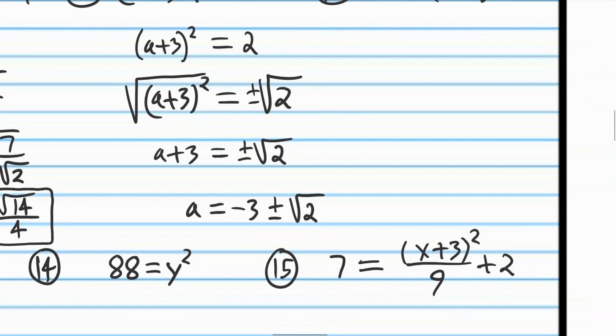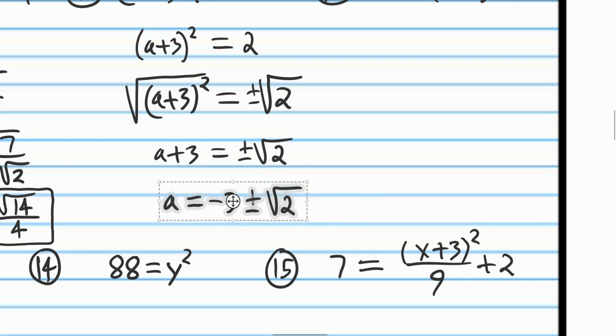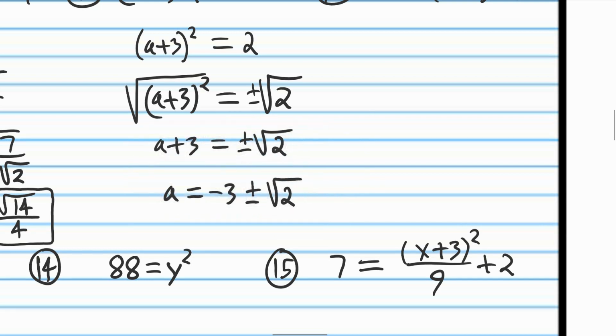And that's our answer. Now please understand that I could write this as a equals plus or minus root 2 minus 3 also. It's just a different order. I could put the negative 3 on the left, or I could put it on the right. It doesn't really matter. So just be aware of that. In fact, I'm going to go ahead and try to preserve that. I want to show you that you can do either equation.